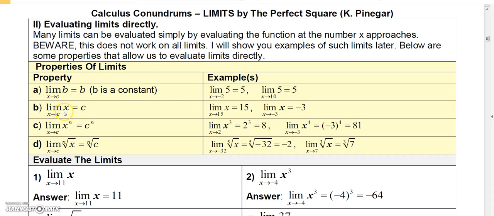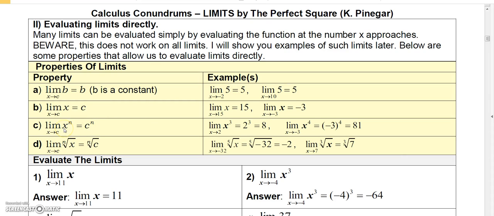The next property says that the limit of x as x approaches c is just c. So in this case, since the function is x, when x approaches c, the limit will be c. So here I have the limit of the function x as x approaches 15, and that's going to equal 15. And then the limit of x as x approaches -3 is going to equal -3. So again, if the function is just x, the result is going to be whatever x approaches.